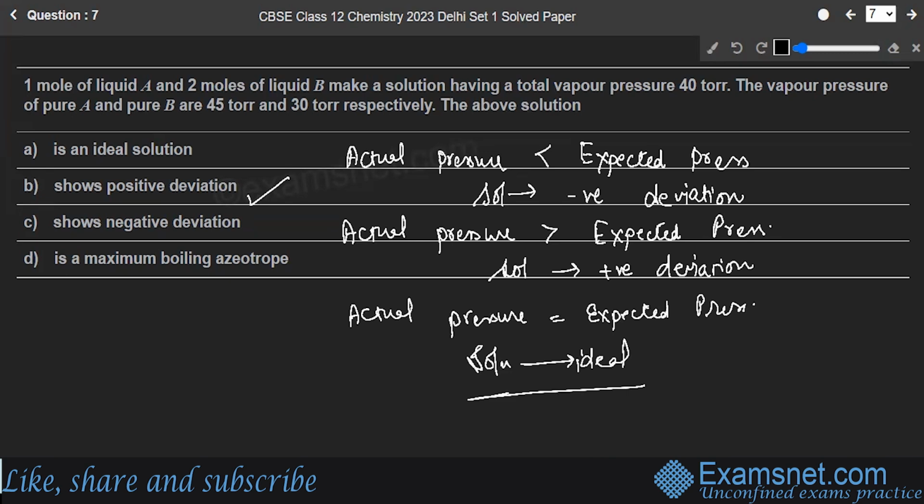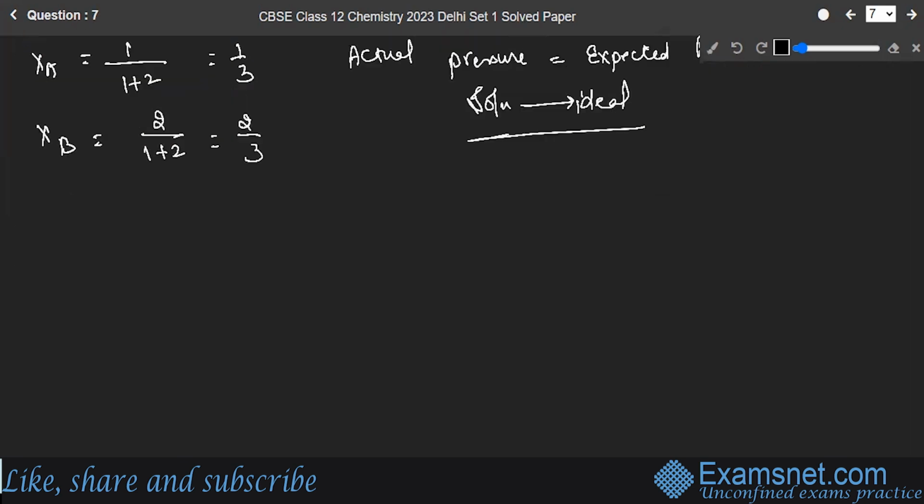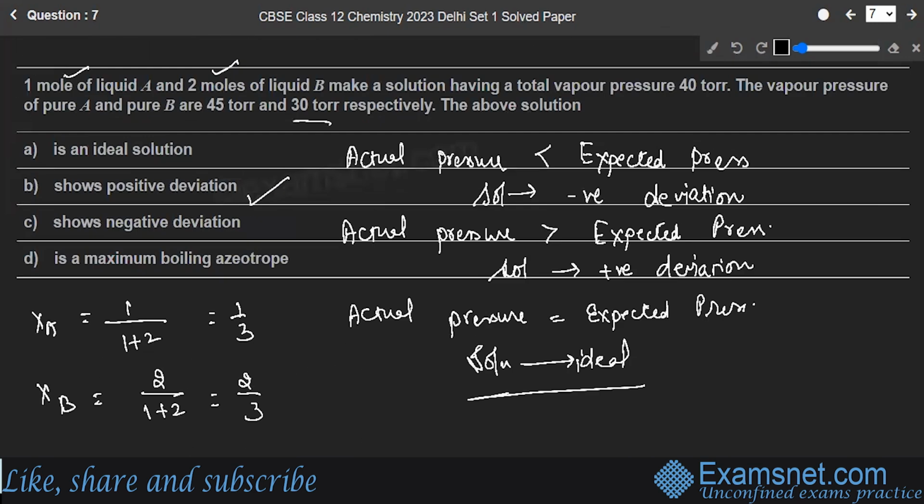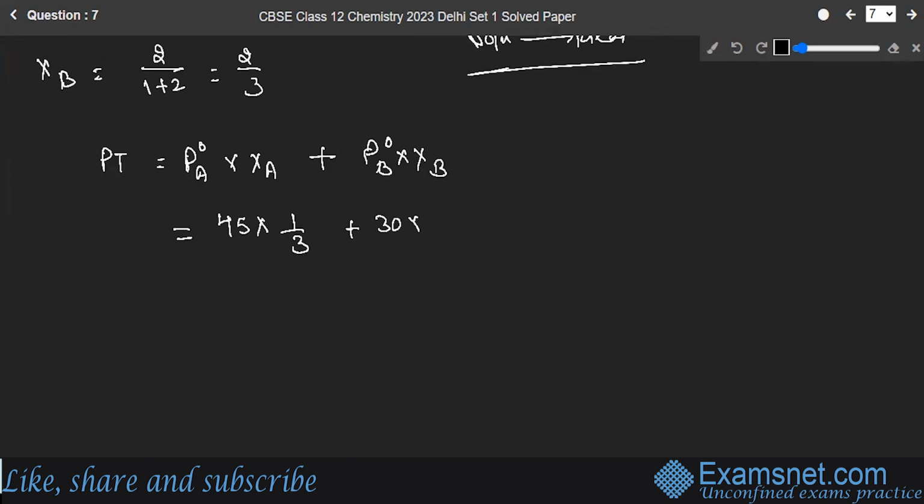So over here, you have the concentration of A as 1 mole and B as 2 moles, so XA is 1 upon 3, and XB is 2 upon 3. The total pressure is A's pressure multiplied by A's mole fraction plus B's pressure multiplied by B's mole fraction. This is equal to 45 torr times 1 by 3, and the second is 30 torr multiplied by 2 by 3. So this is 15 plus 20, that is equal to 35 torr.